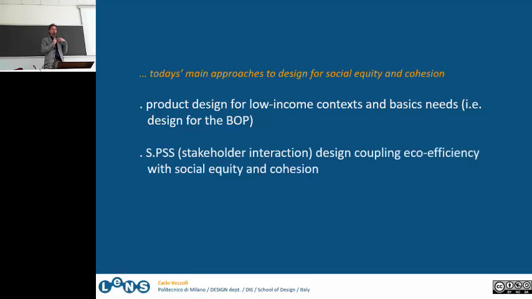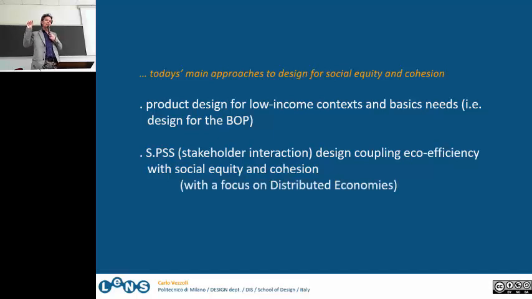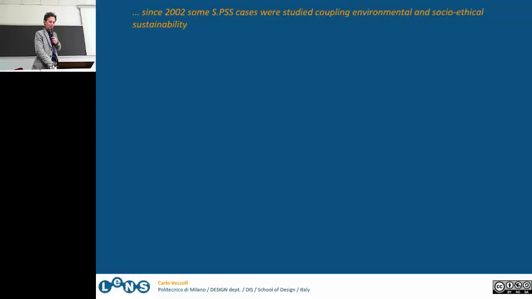Others, like for example me and another researcher worldwide, have been working more on sustainable product service systems. And this is something that we are going to work on and discuss during this course. So coupling the eco-efficient dimension, the environmental and economic dimension, together with the socio-ethical one. And this more recently with a focus on distributed economies. Even these are a bit complex issues, but we will come to them later on.